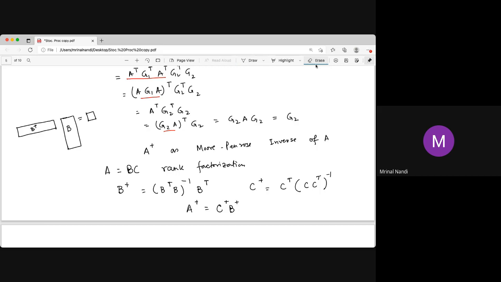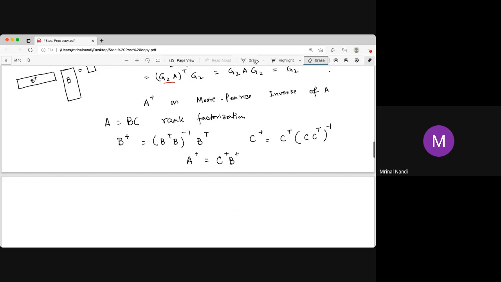Now, for any A, the rank factorization BC always exists, and B plus and C plus exist, and we can check why this is the Moore-Penrose inverse of B, and why C plus B plus is the Moore-Penrose inverse of A. So what you have to check: first you have to check that this A plus is the G inverse. So to show that, we have to show A A plus A must be A.